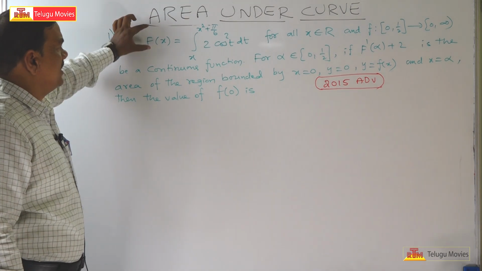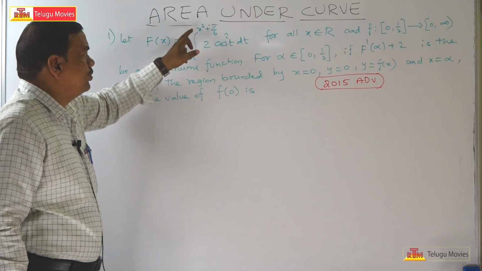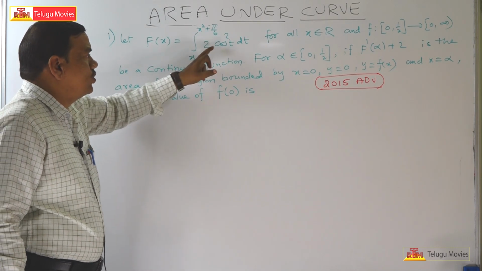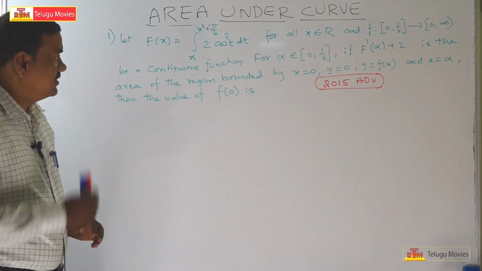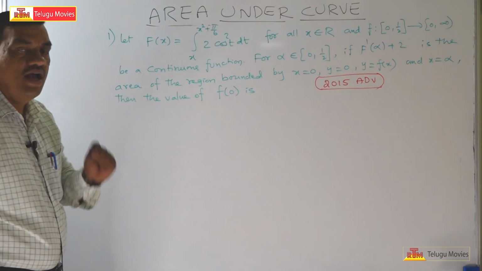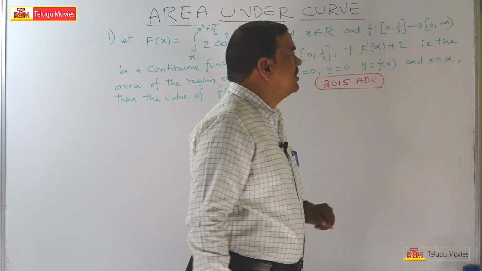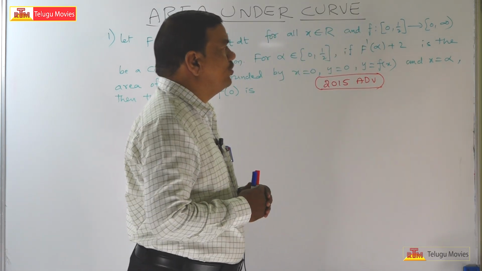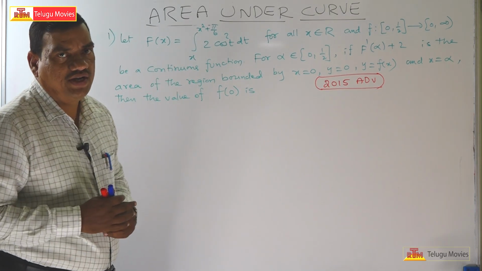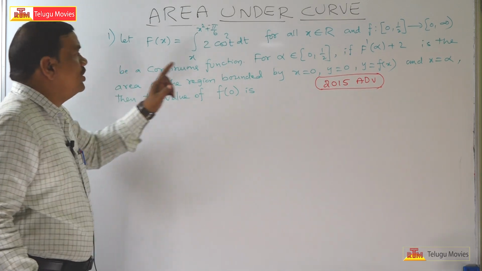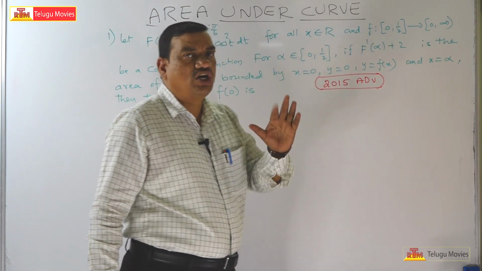There is a function capital F of x, defined as the integral from x to x square plus pi by 6 of 2 cos square t dt, for all x belonging to R. That is the function capital F of x. And another function is there, small f, from the domain closed interval 0 to 1 by 2 to the codomain 0 to infinity. It is a continuous function.